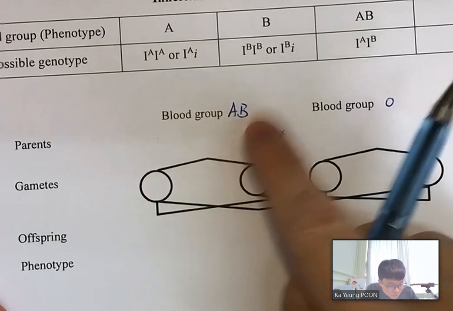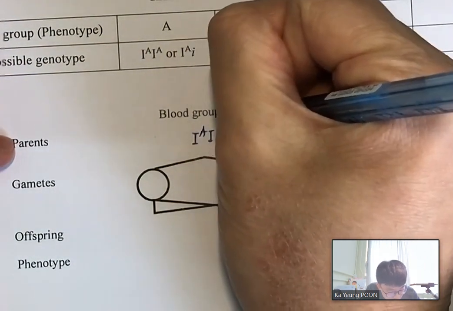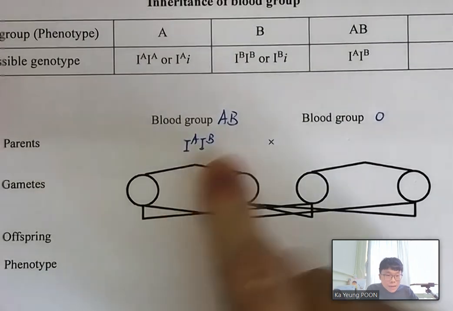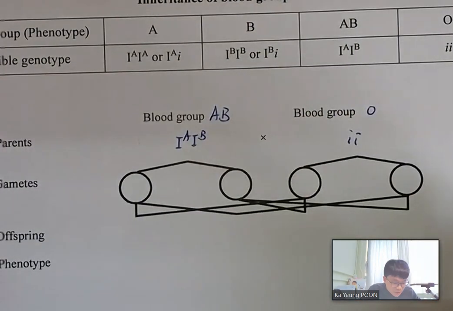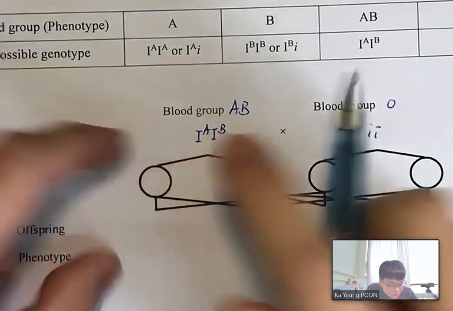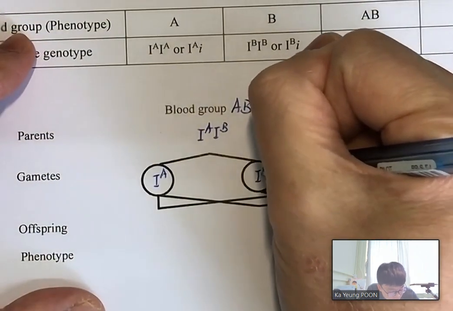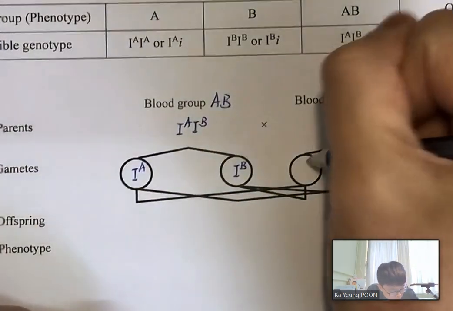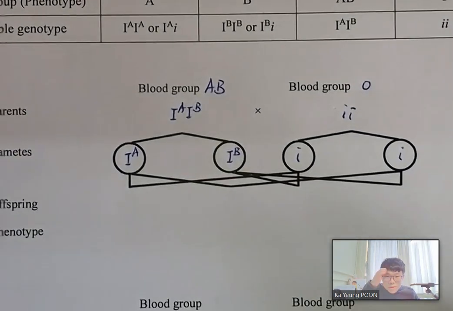Blood group AB implies that the parent has codominant big IA and big IB. And for O, it will be small i and small i. Now, so easy. Then the gametes: for the male parent, big IA and big IB. And for the O parent, small i and small i. Small i and small i, understood?